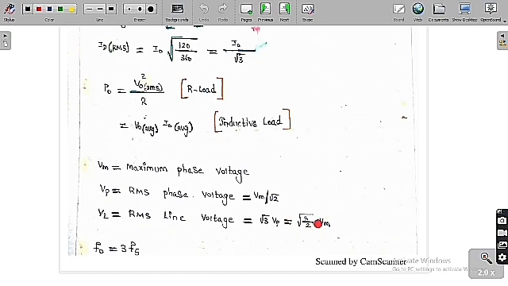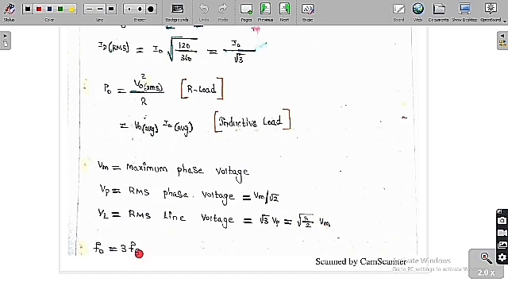Simply we can say that Vm is called the maximum phase voltage. The RMS value of the phase voltage is Vm by root 2, whereas the peak value of the line voltage is root 3 into Vm, and the RMS value of the line voltage, root 3 Vm by root 2, is under root of 3 by 2 into Vm.